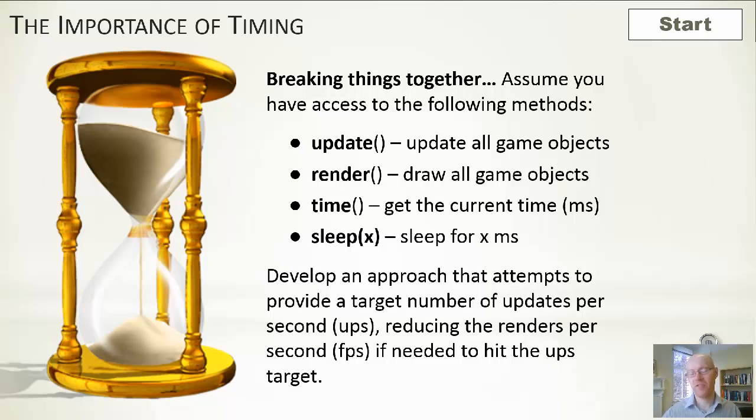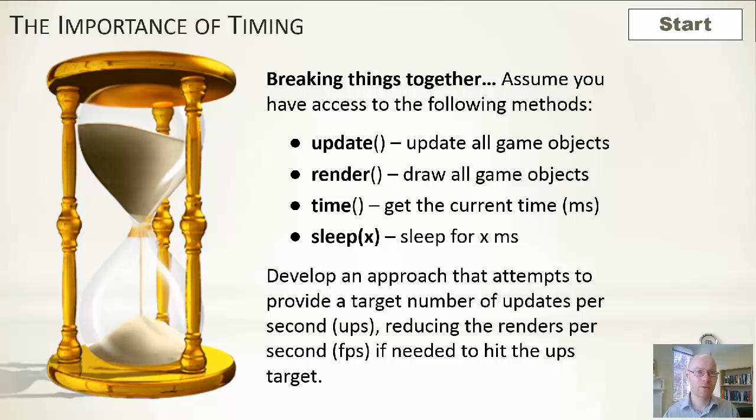So if we finish things early and we've got a bit of time left over, we can call the sleep method, and that'll basically block, it won't waste resource in the computer until the sleep time has expired. We'll wake up and we can then carry on doing things. So the challenge for you, down at the bottom: develop an approach that attempts to provide a target number of updates per second. So if I say I want to have 30 updates per second, but I get into a situation where my update and my render are not enabling me to hit my target of 30 updates per second, then the corrective behavior I should take is to start dropping some of the frames per second.